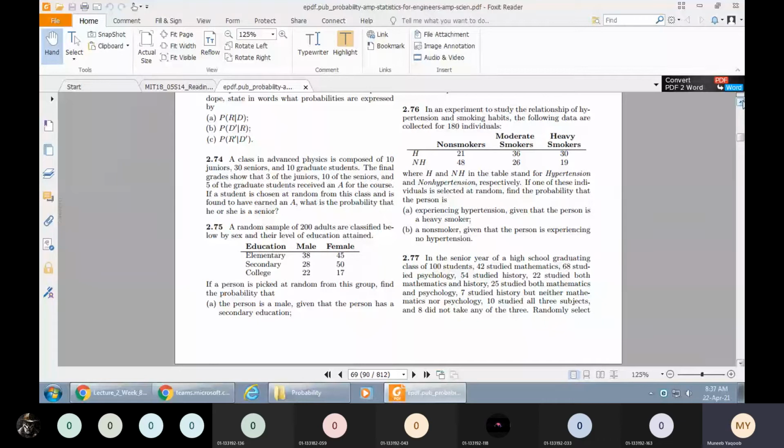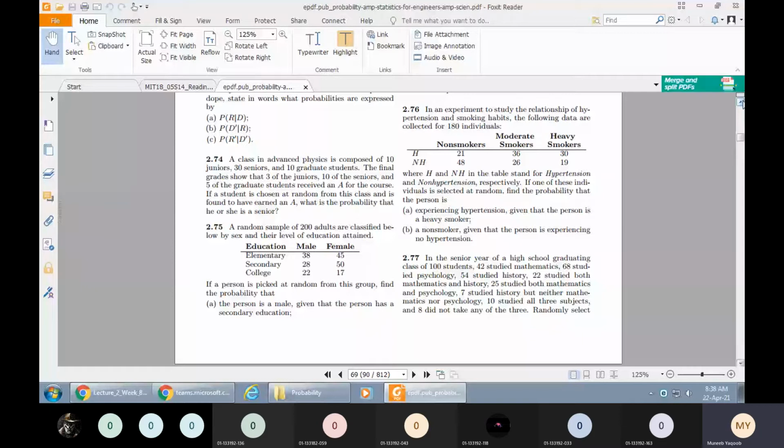While in the numerator, we need to calculate the probability of male intersection secondary education. Can anybody tell me what the probability for male intersection secondary education is? Perfect. It is 28 upon 200. So in the numerator we write 28 upon 200, and in the denominator 78 upon 200. Hence we conclude that it is 28 upon 78. That is the answer of this question. Then we simplify 28 upon 78 and we get 14 upon 39.